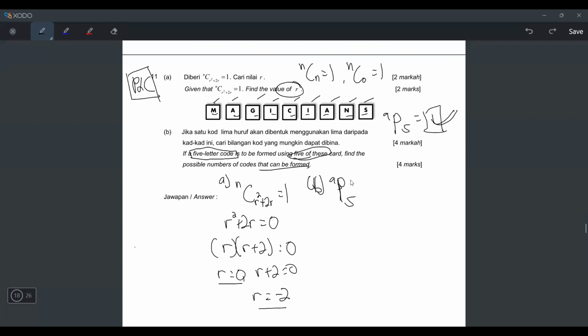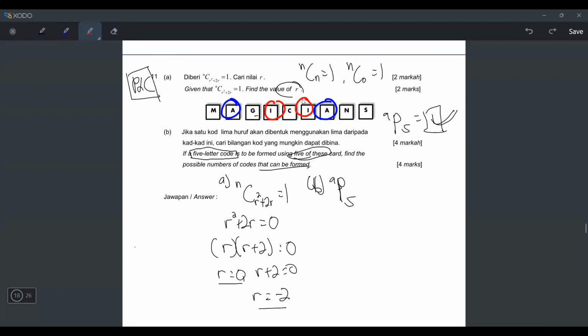But wait. If you look carefully at this word, there is some repetition. Did you see some repeating letters? So what are the repeating letters? A, okay, and then what else? G, there's no repeat. I, there is repeating letters, okay.